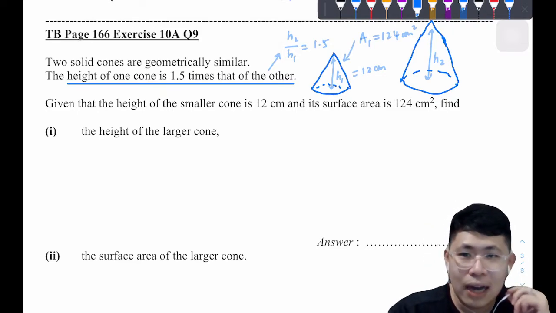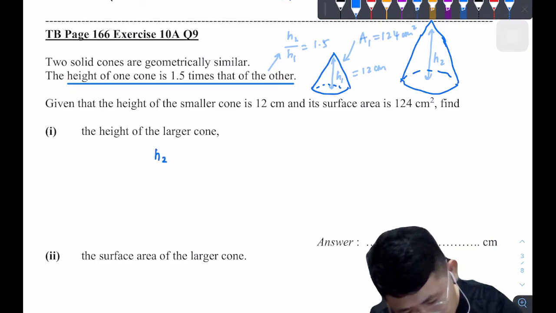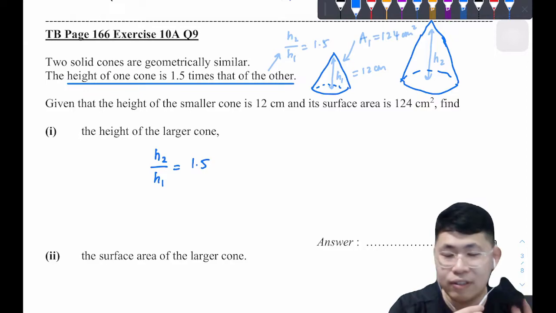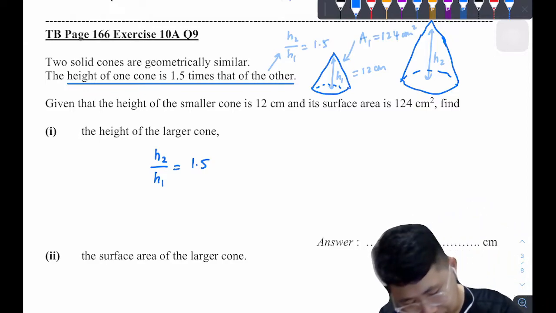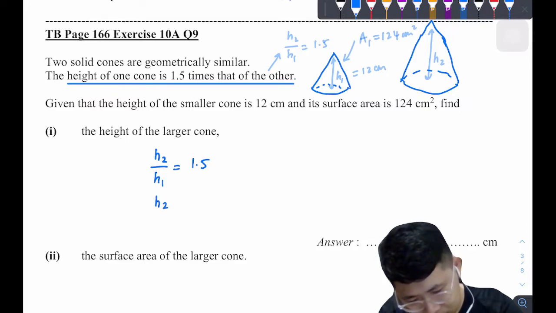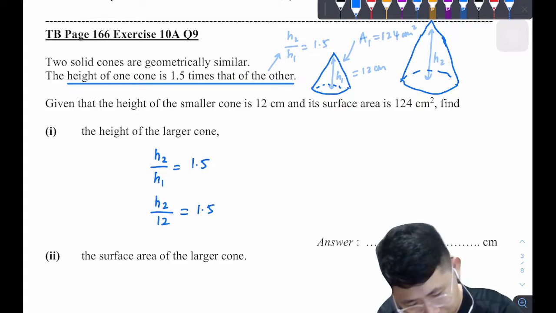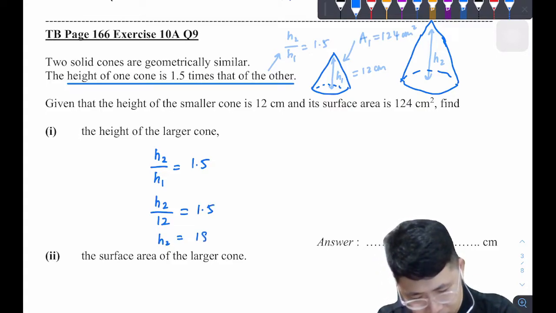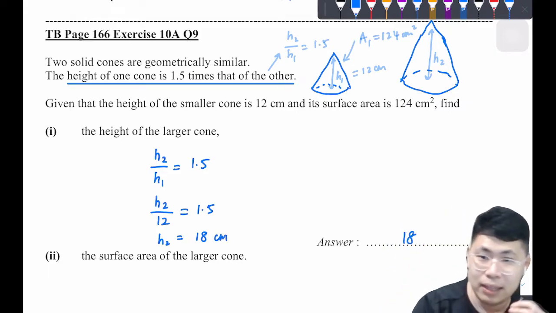So let us find the height of the larger cone first. We have h2 over h1 equals 1.5. So the ratio of length is 1.5. It's already given, so it will be meaningful for us to do this. So h2 over h1, with h1 being 12, is 1.5. So h2 would be 12 times 1.5. This will give me 18 cm. The second one will give me 18 cm.